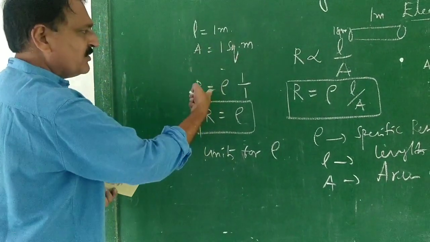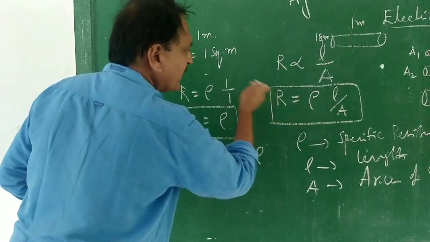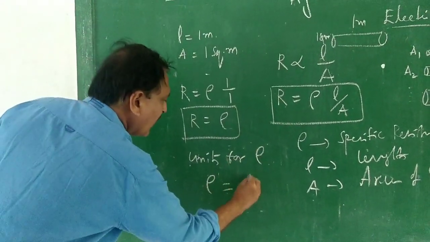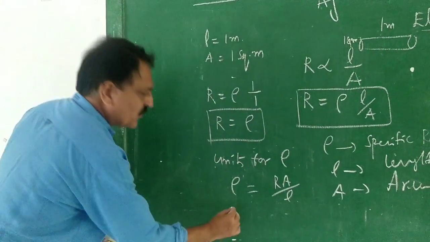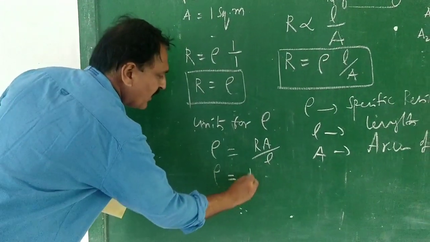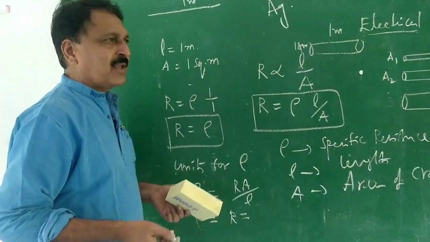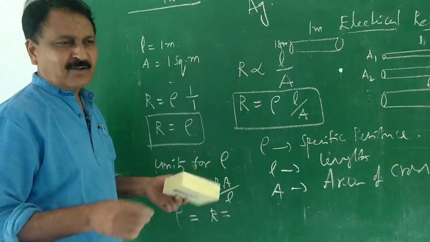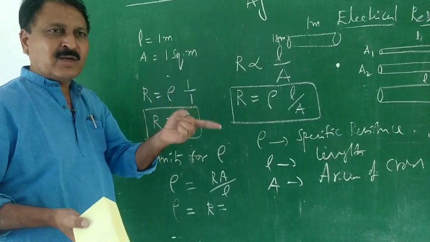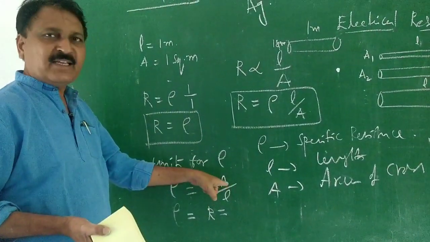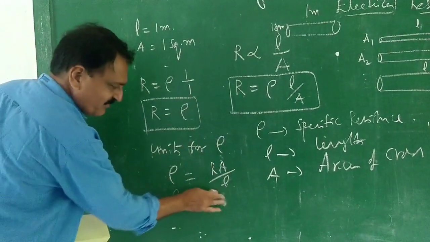Look at the equation: rho is equal to, sending A to that side, RA by L. So rho is equal to R, A means area. If you want to find area, you have to multiply length into breadth. If you multiply, you will get area. So if you divide area by length, you will be getting one length.